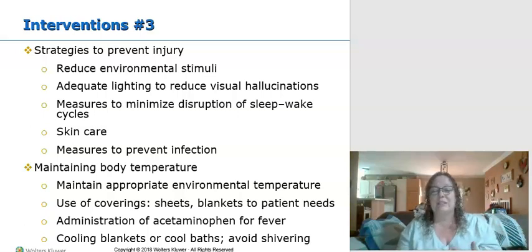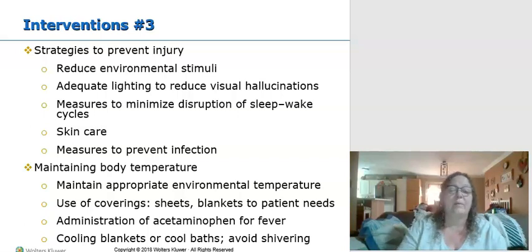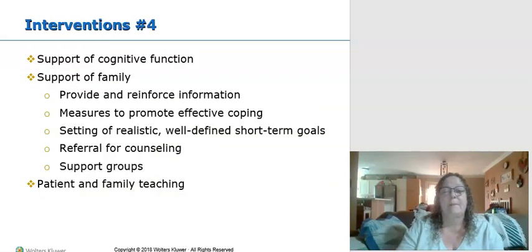Use blankets and sheets to the patient's needs. Administer Tylenol as needed for fever. If they do have a fever and the Tylenol is ineffective, we can use cooling blankets. And again, we want to avoid the shivering.